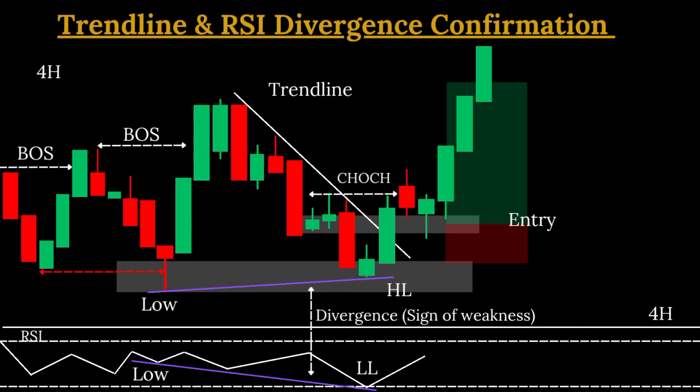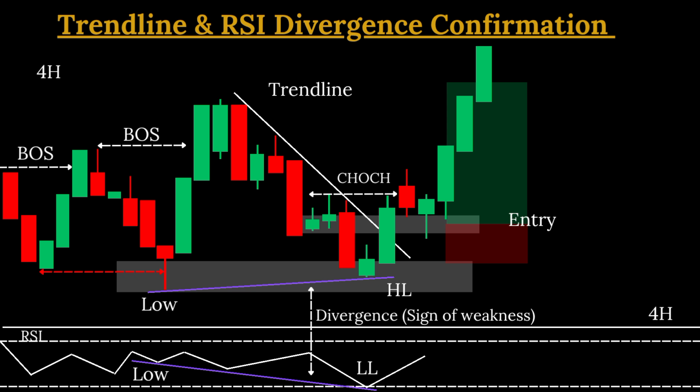4. Trendline break and RSI divergence. As the name implies, this method combines trendline breaks with RSI divergence for added confirmation. How to trade this setup? First, draw a trendline connecting the recent highs or lows. When price mitigates the order block on the 4-hour time frame, wait for a break of the trendline. Drop to a lower time frame, such as the 15-minute chart, and enter on a retest of the trendline or a previous high or low that has been broken.